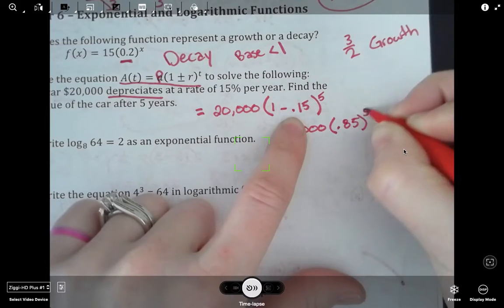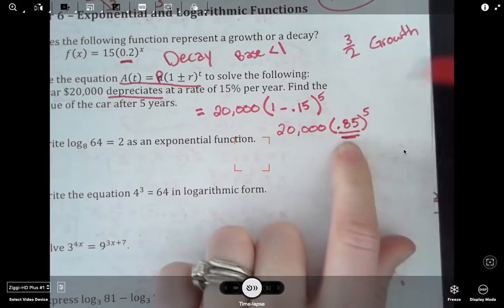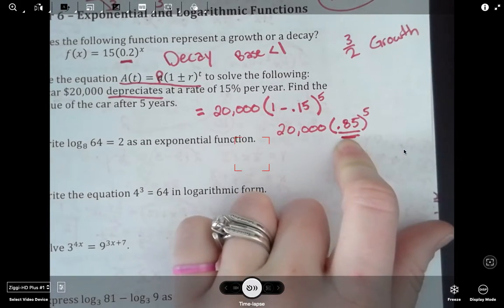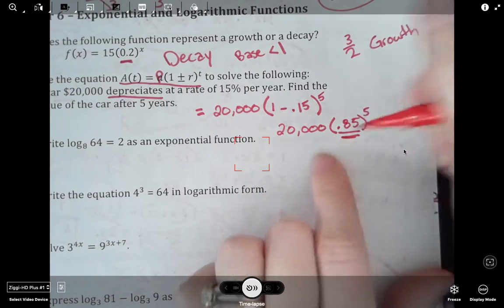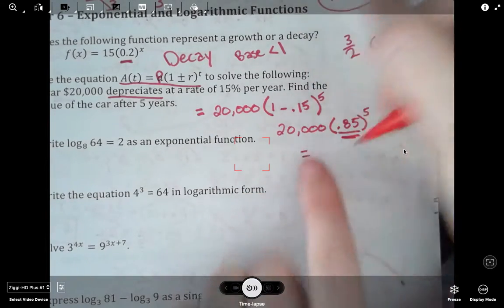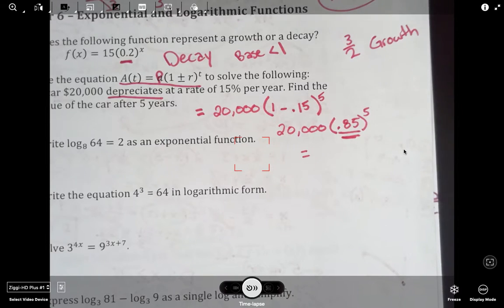0.85 to the 5th power. Now this is my base right here. Does that tell me I'm doing a growth or a decay? A decay, right? That number is less than 1, and that's what we want to have happen. It's depreciating. So you should just be able to type that whole thing into your calculator. 20,000 times 0.85 to the 5th power.